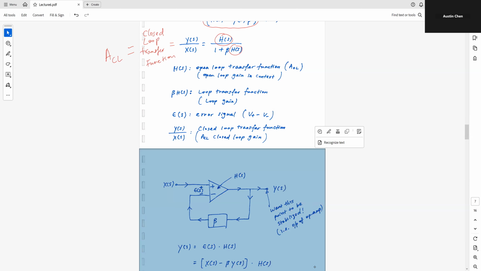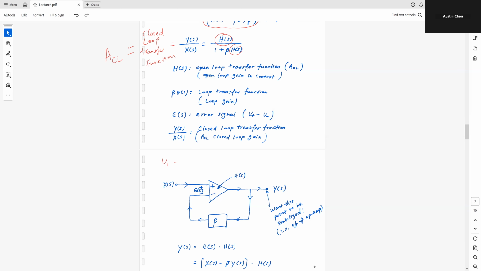So remember, we have this V plus minus V minus. This is the delta in my input signal from before, and this is really my error signal. So the delta, V plus minus V minus, is my error signal.